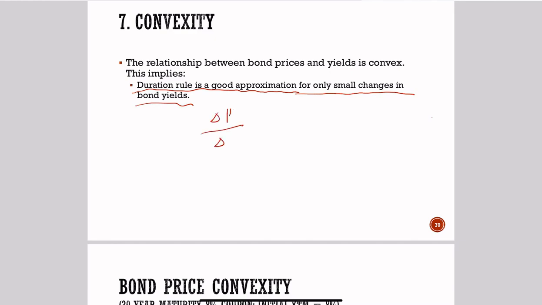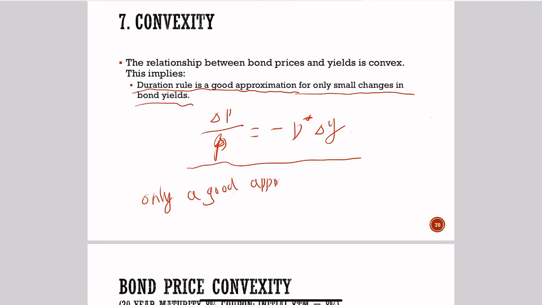This basically talks about this. When this holds, it's actually never exactly true. It's only a good approximation if the change in yield is small. Obviously, this implies that if delta y is large, this formula is not a good approximation.